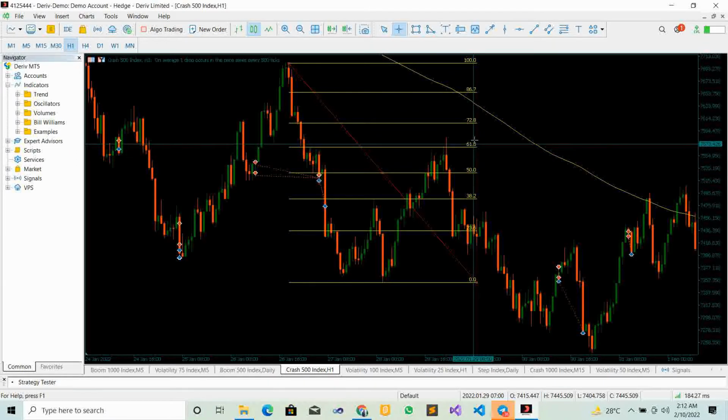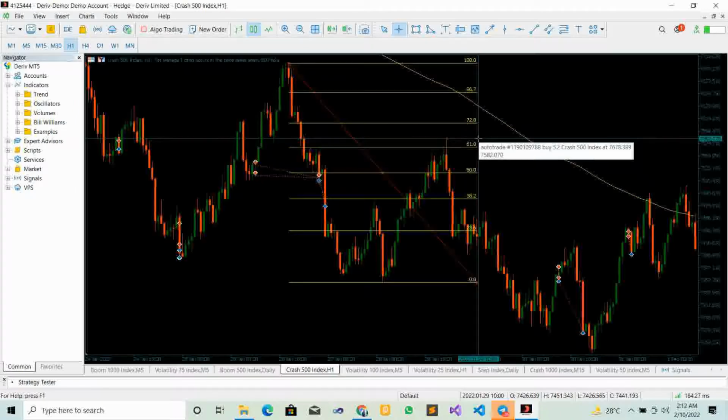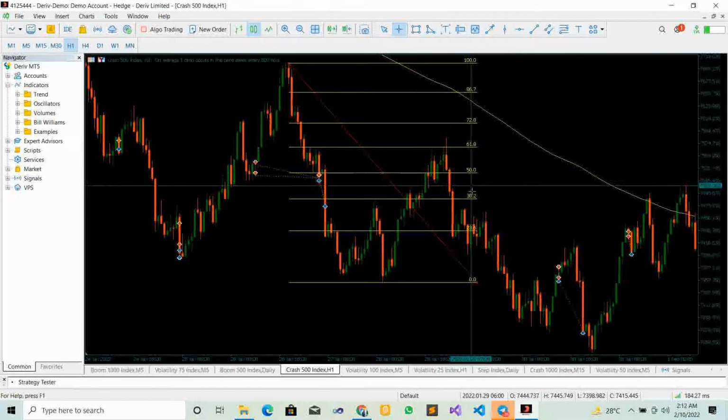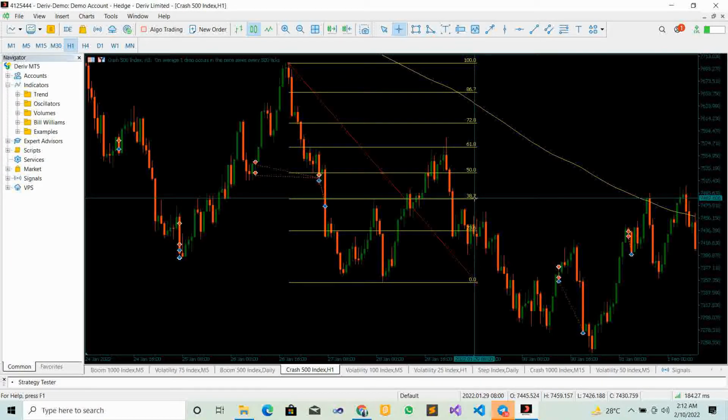Okay, and also, one thing I forgot to tell you is that this key ratio, the 61.8, the 50.8, the 38.2, these are all points of support and resistance. So you can now see the power of the Fibonacci retracement. This is a point of support and resistance.